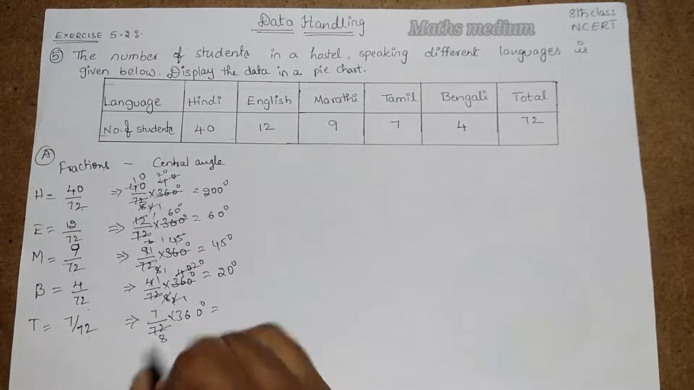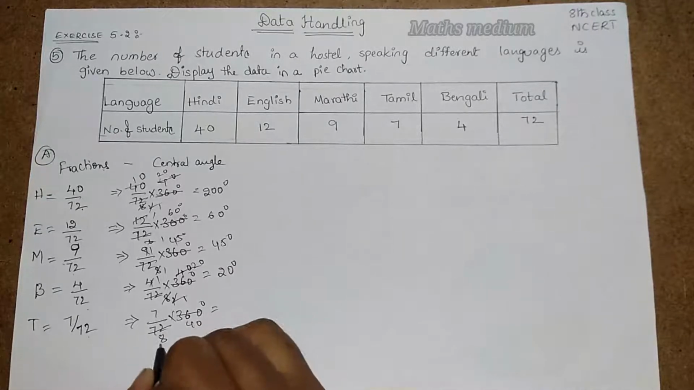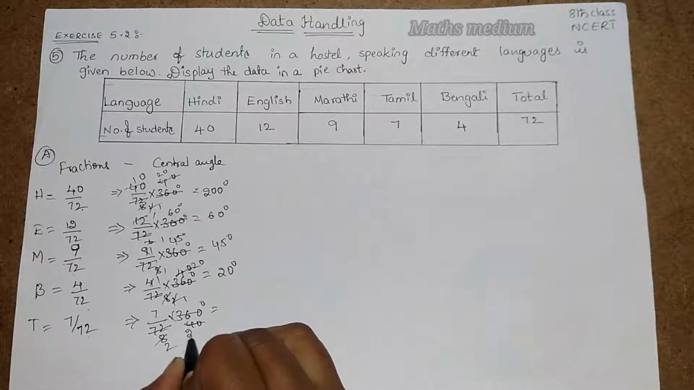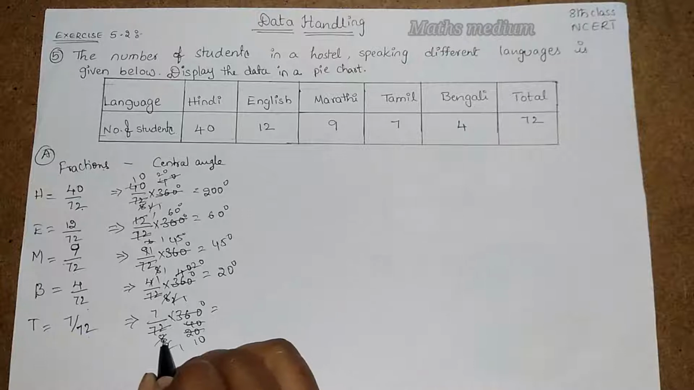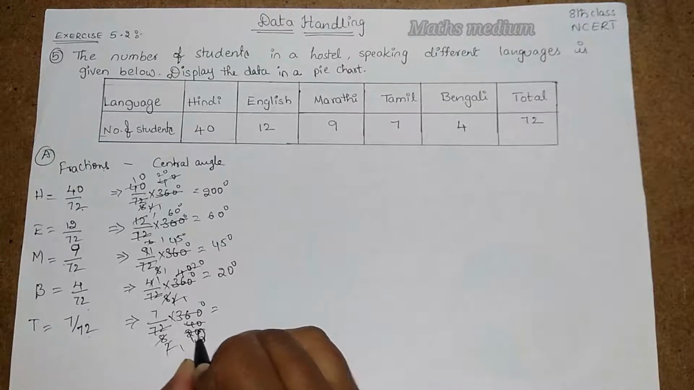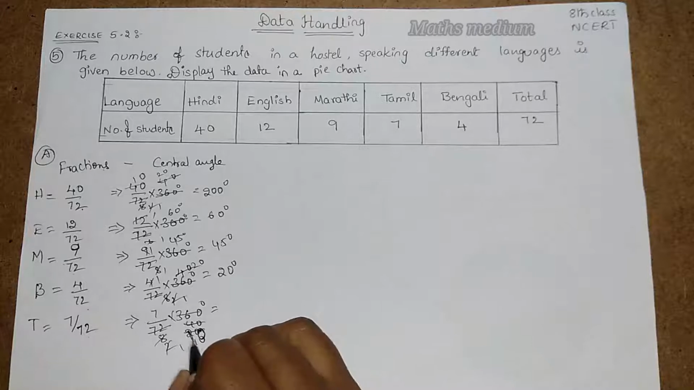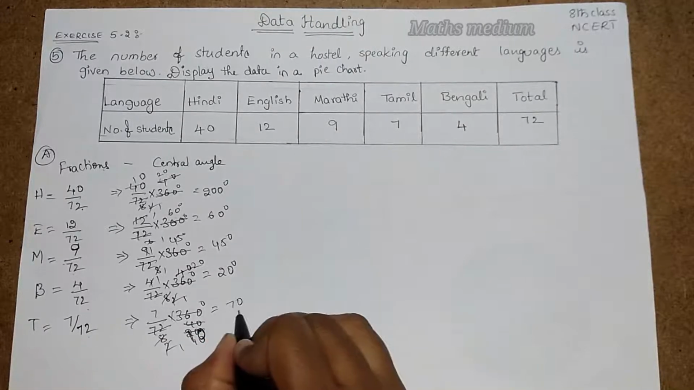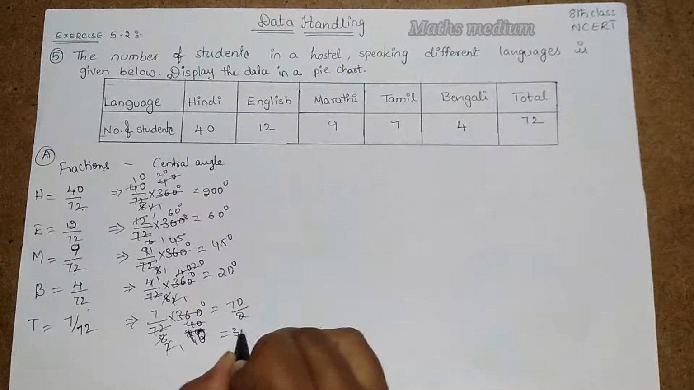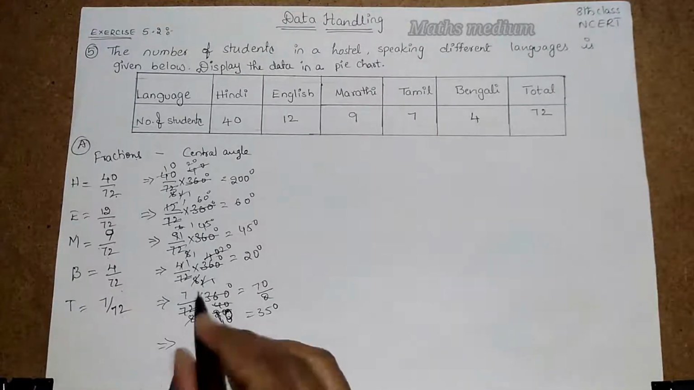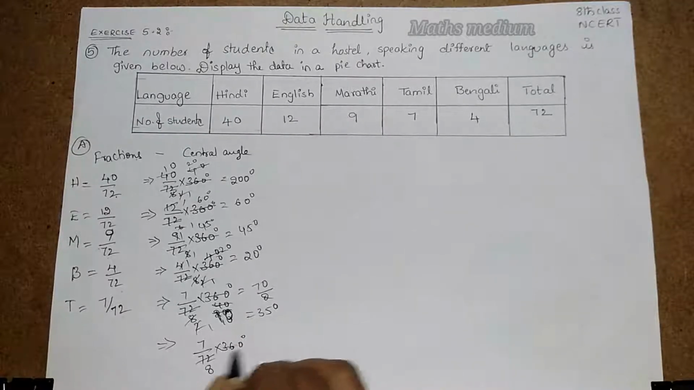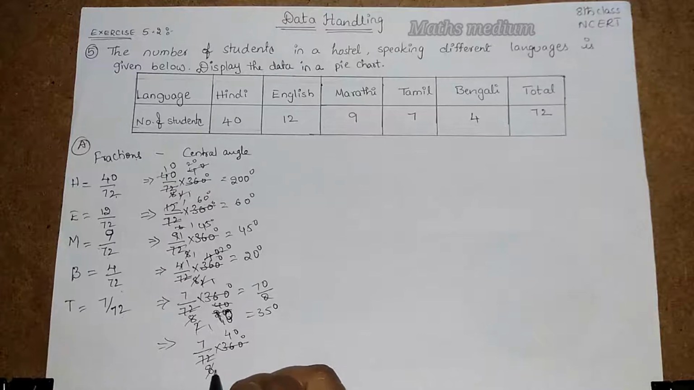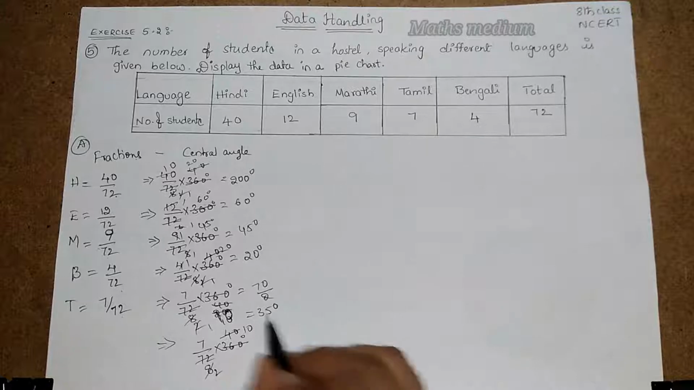Here similarly, 9 8s are 72, 9 40s are 360, so 4 2s are 8, 4 20s are 80, right? Sorry, here 4 2s are 8, 4 10s are 40. So this is 7 into 10, 70 by 2. We get 35 degrees. I am doing this clearly here: 7 by 72 into 360 degrees. 9 8s are 72, 9 40s are 360, right? 4 2s are 8, 4 10s are 40. So 70 by 2, 35 degrees, right?